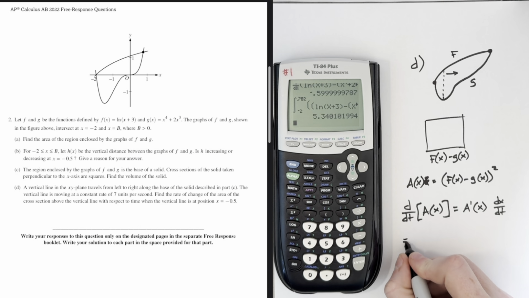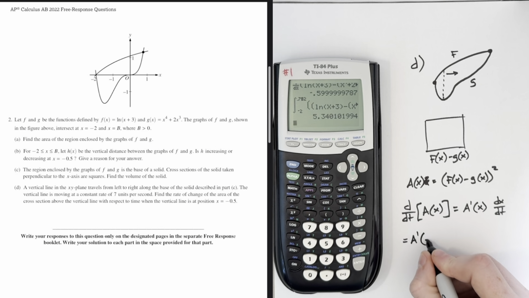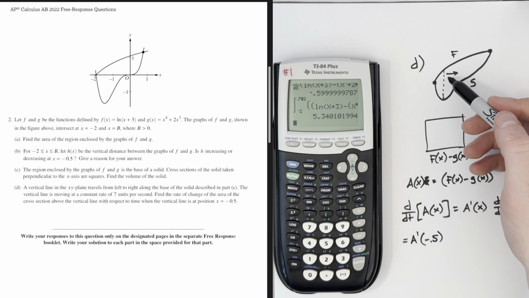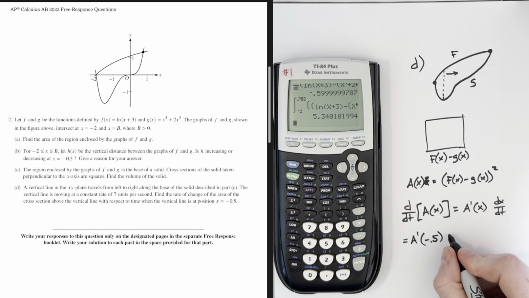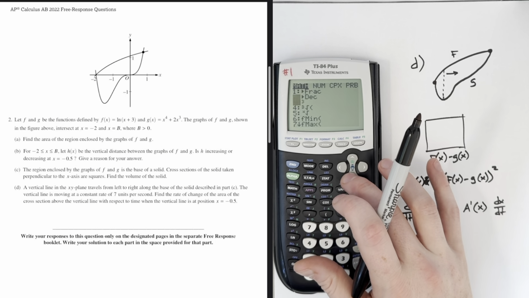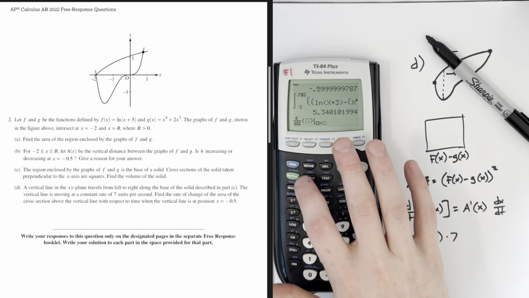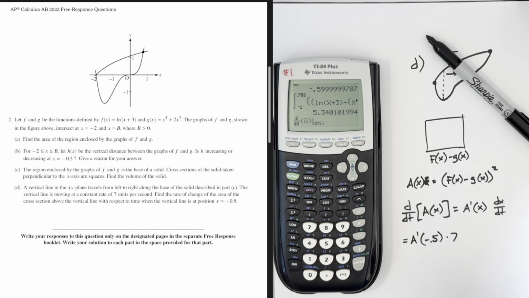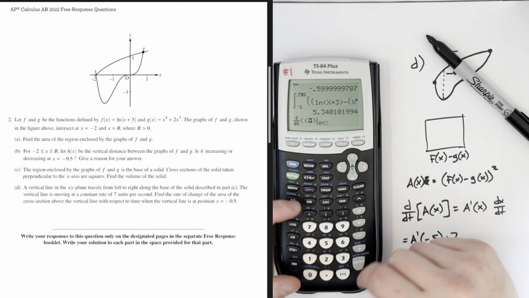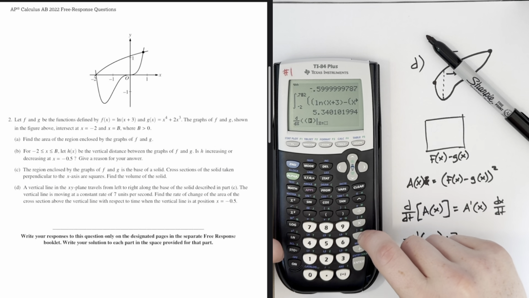So this will equal A prime of negative 0.5 times our derivative dx dt, which is just the speed of the line, which we already said was equal to 7. So to find the derivative at the point, I can, for the final time, go to math and go down to my derivative calculator. So I'll go ddx, and then I will type in this function A of X, which is a little bit complicated, but it's not too bad.